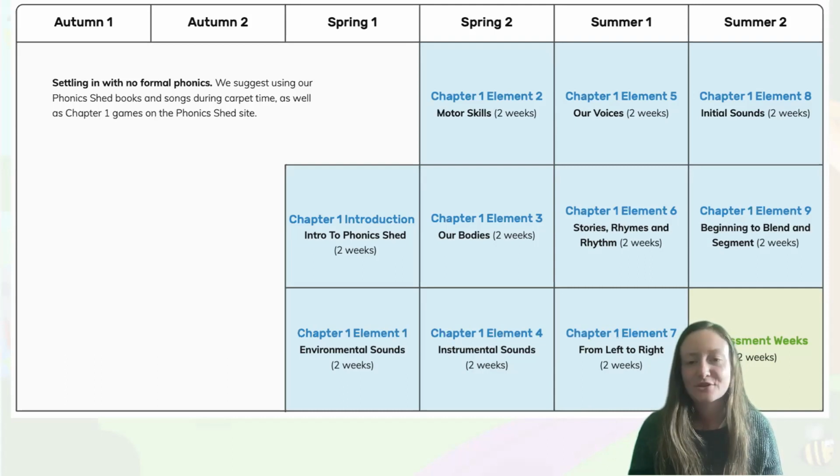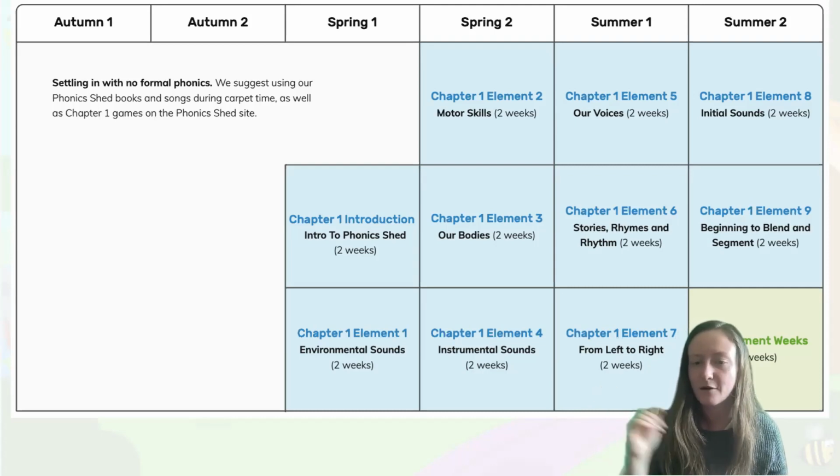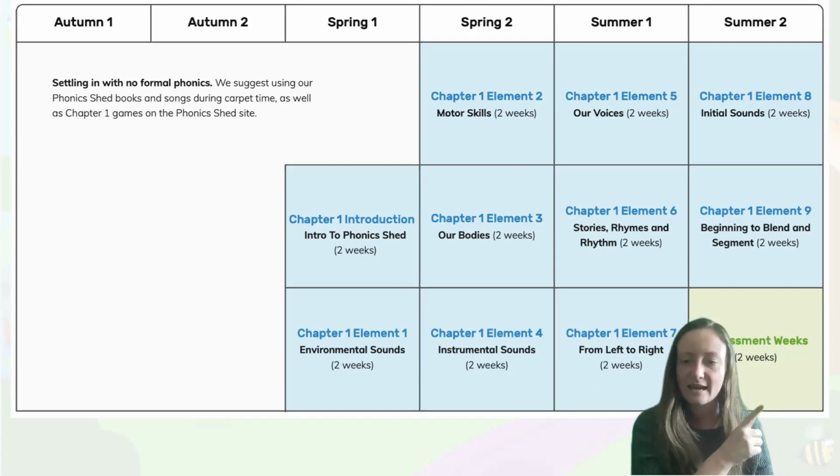So within nursery, this is the only time the consolidation planning is automatically included. So there are 2-week blocks on each element instead of 1 week. There is an assessment week at the end as well.